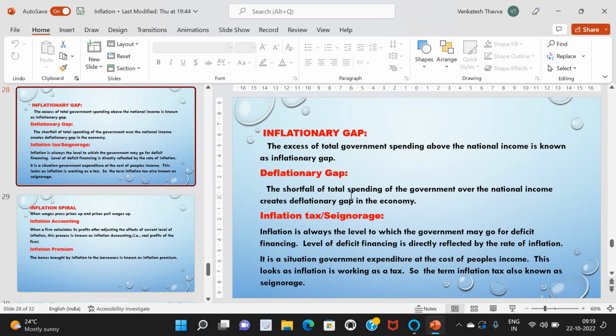Next, coming to deflationary gap. The shortfall of total spending of government over the national income creates a deflationary gap in the economy. What is the difference between the deflationary gap and deflation? Deflation means a fall in the price level. Deflationary gap means that the economy is below full capacity and there is low growth.